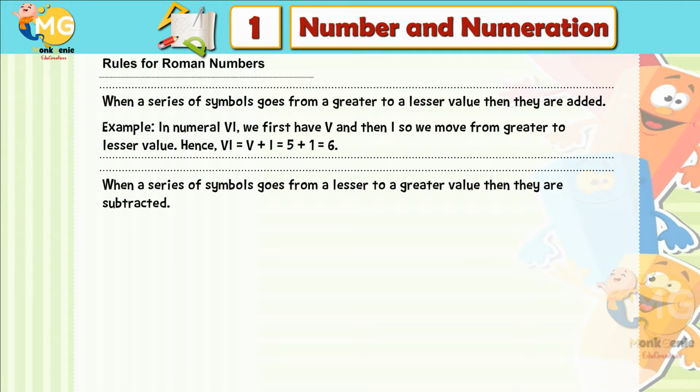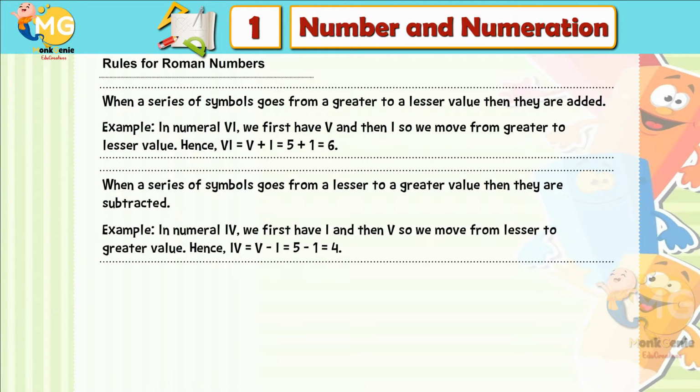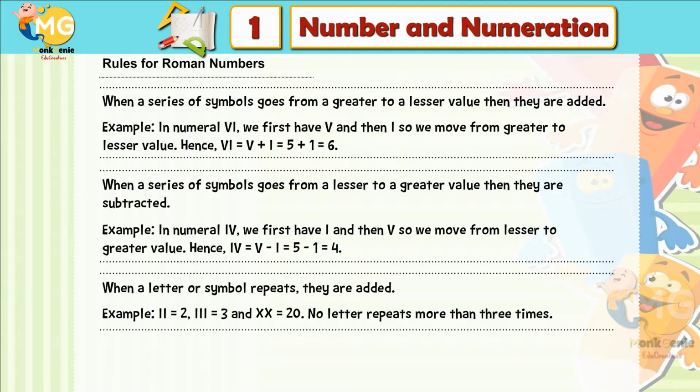When a series of symbols goes from a lesser to a greater value, then they are subtracted. Example, in numeral IV, we first have I and then V, so we move from lesser to greater value. Hence, IV is equal to V minus I is equal to 5 minus 1 is equal to 4. When a letter or symbol repeats, they are added. Example, II is equal to 2, III is equal to 3, and XX is equal to 20. No letter repeats more than 3 times.